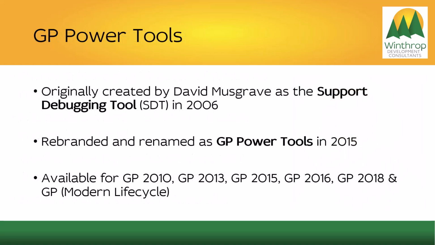GP Power Tools was originally known as the Support Debugging Tool and was created starting in 2006. When I left Microsoft in 2014, I was able to get the rights to it, and it was rebranded and re-released as GP Power Tools in 2015. GP Power Tools is available for versions of GP from GP 2010 onwards. The latest Build 31 is only available for the modern lifecycle builds of 18.2 and later.